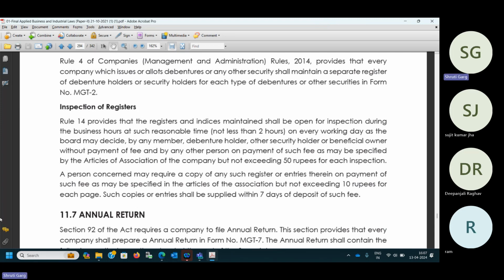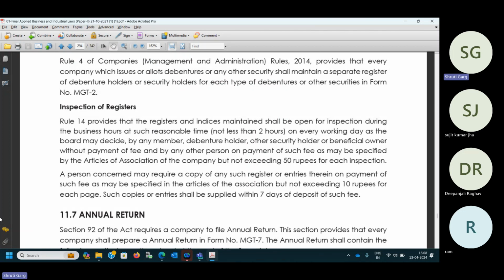He may ask the company for a copy of the register, but the fees should be specified by the articles of association. The security holders, shareholders, members and debenture holders may require a copy, but the fees will not exceed 10 rupees for each page. And every company should supply such copies or entries within 7 days of deposit of such fees.